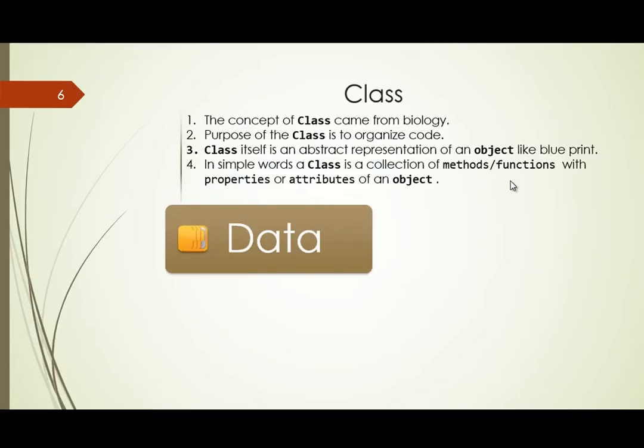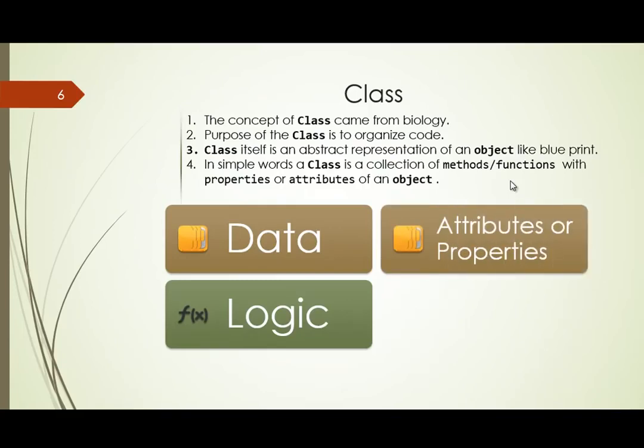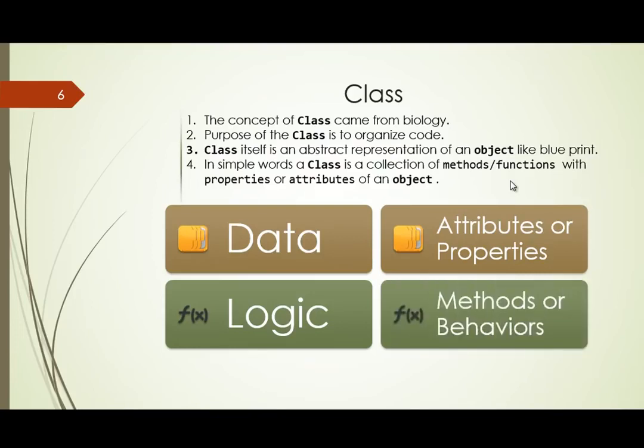A class should have two layers. One is data, another is logic. The data layer is also known as attributes or properties, and logic is also known as functions, methods, or behaviors.